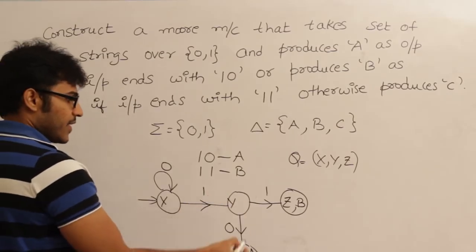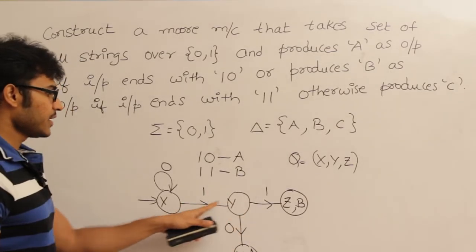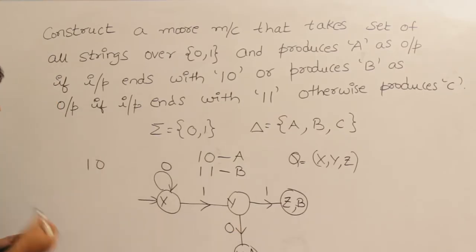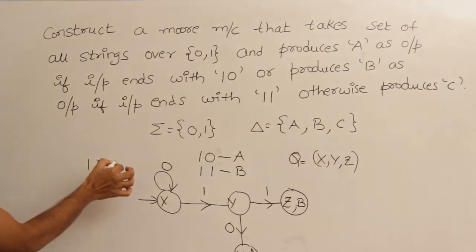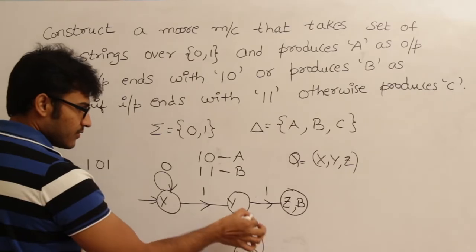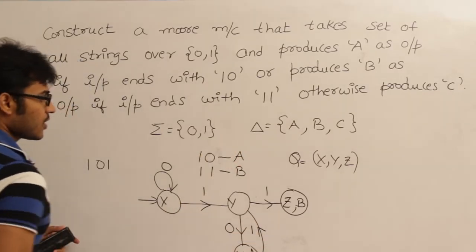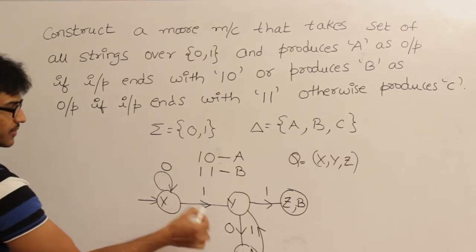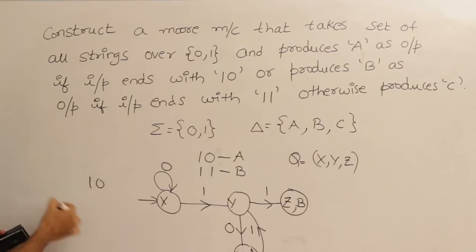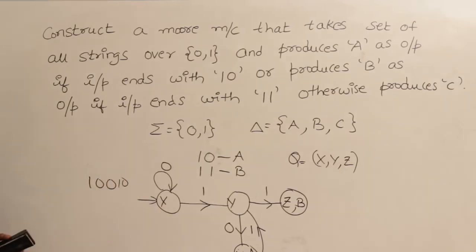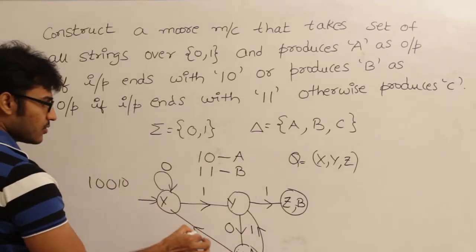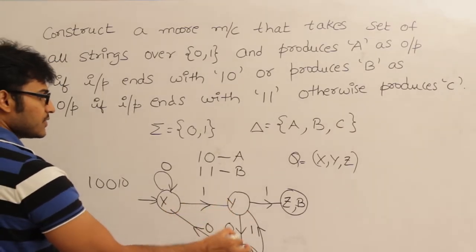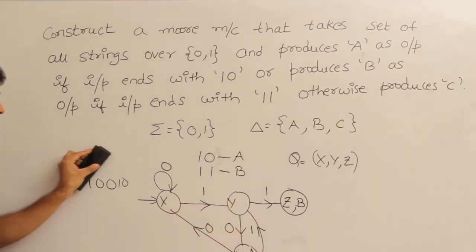Now if I am in state W, how did I reach this W? After seeing 1 0. If I see one more 1, I should either wait for a 0 or 1. Now if I am in state W, which means I have seen 1 0, if I see a 0, the entire sequence is spoiled, and again I have to wait for 1 0 or 1 1. Which means if I see a 0, I'll come back and again I'll wait for 1 0 or 1 1. So this one is complete.